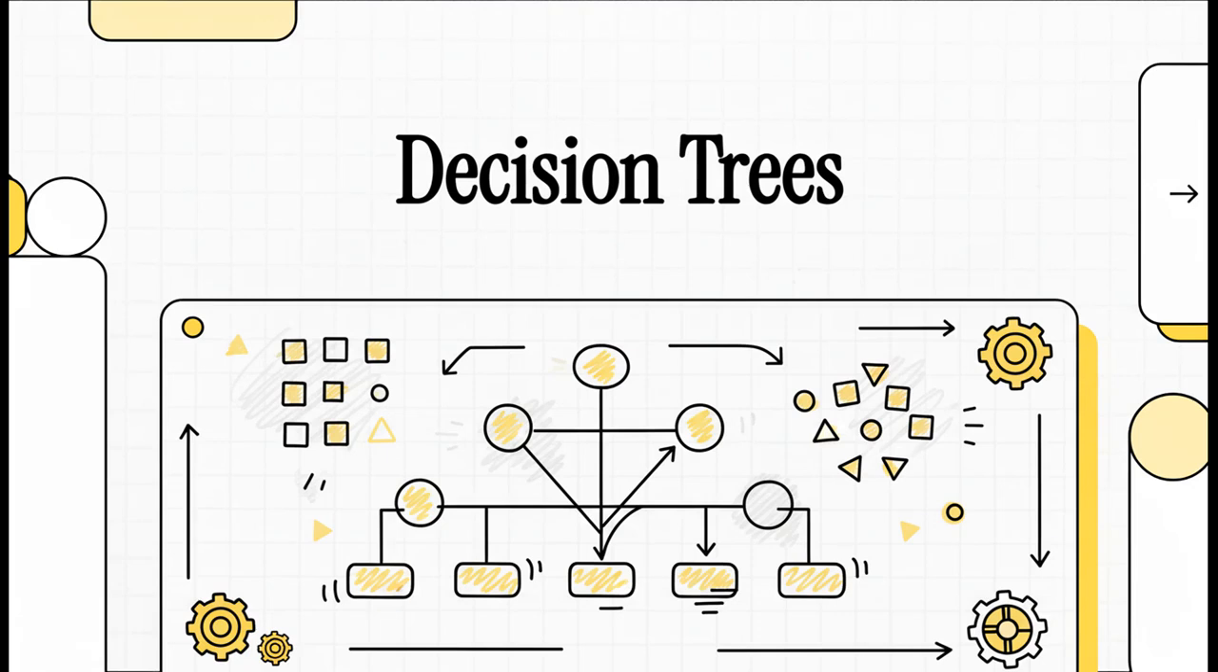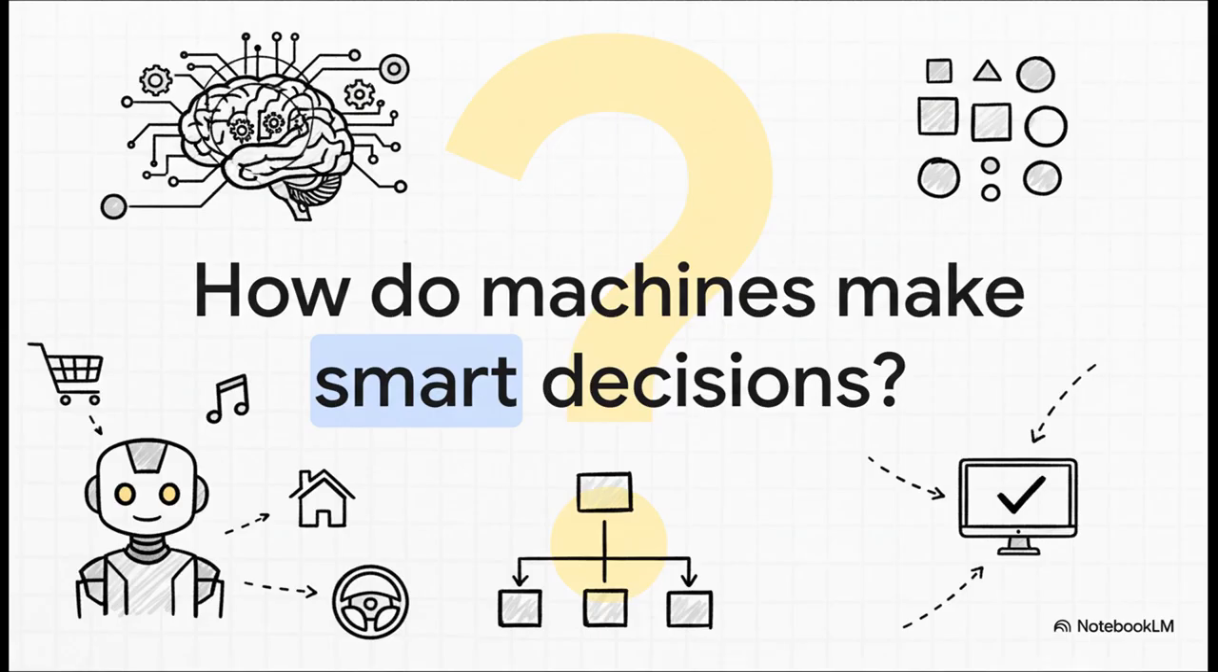Today we're going to talk about something that's quietly running in the background of your life, powering everything from movie recommendations to, believe it or not, medical diagnoses. We are breaking down decision trees. So let's just dive right in with a huge question. How do machines actually make these smart decisions?